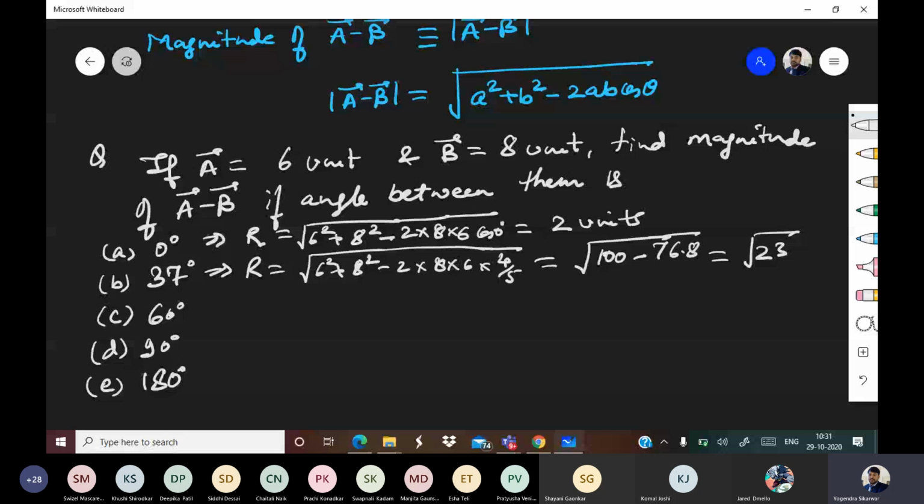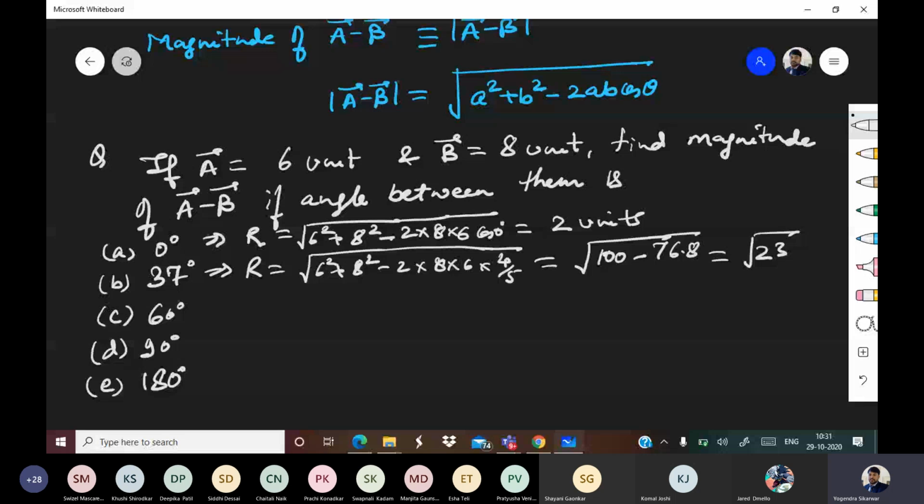Next, when the angle is equal to 60 degree, r will be under the root of 6 square plus 8 square minus 2 into 8 into 6 into cos 60. Cos 60 means half. So that will be 100 minus 48, root 52 units.